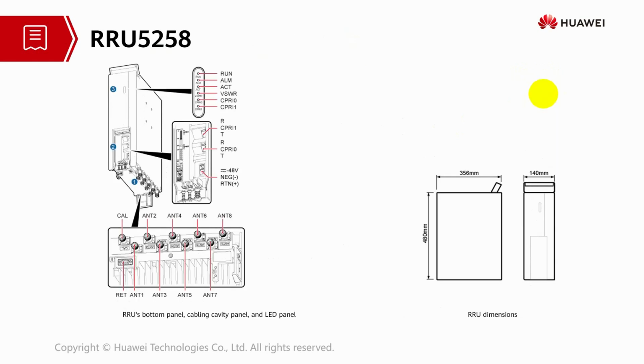So let's look at one type of the RRU here, which is RRU 5258. This is basically the model of the RRU type, and it has its own calibration and antenna units. For RET, the remote electrical tilting, it has about 8 ports over here. And over here we have the dimensions. So this is one type of the RRU module.